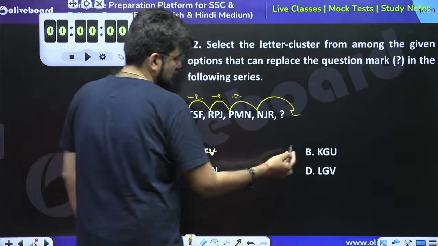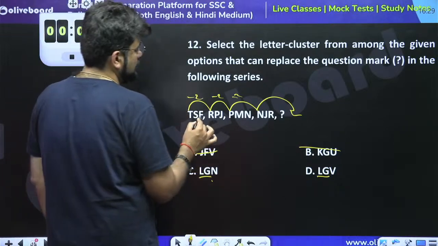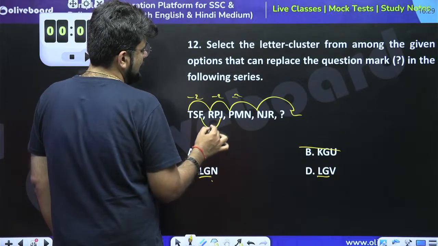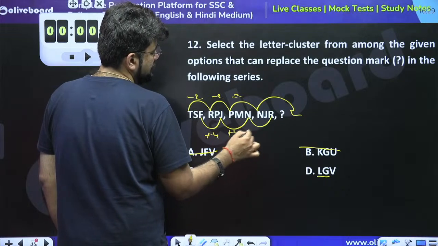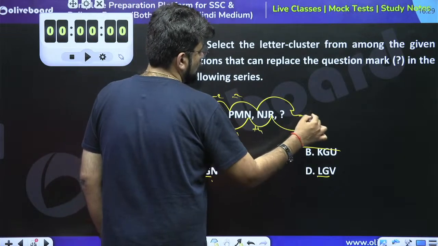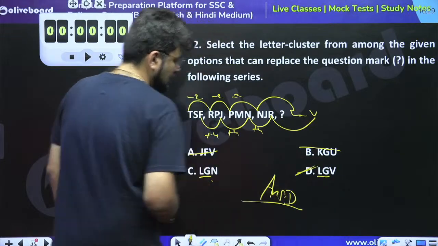So this is gone, this is gone. Now LG, don't check for the second position, directly check for the third position. So 6, 10, 10, 14, 14, 18. What is happening? Plus 4. So 18 plus 4 is 22. So last will be B. Option D is the right answer. Next.